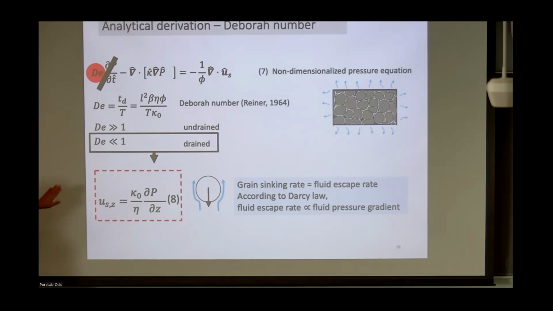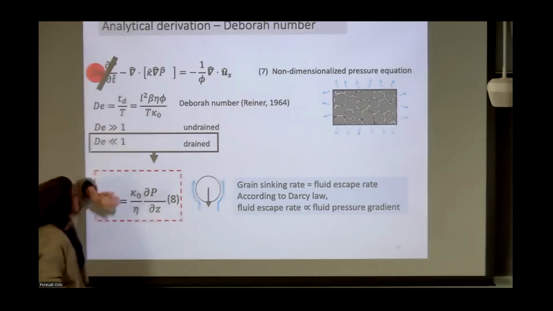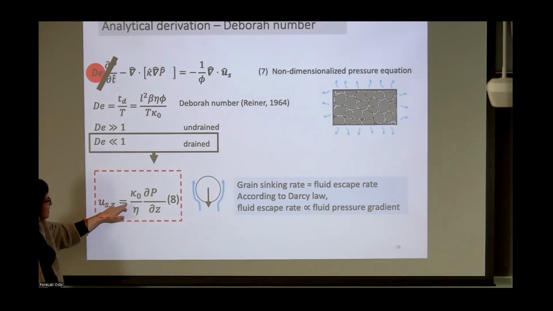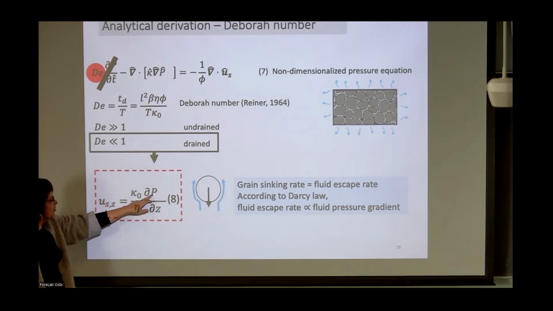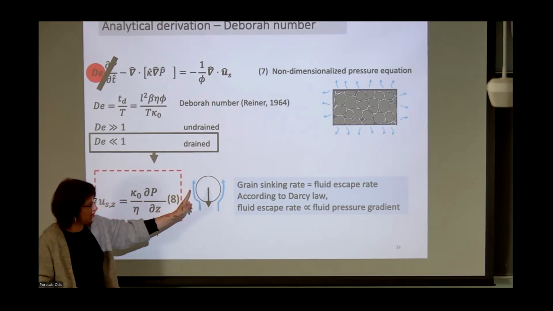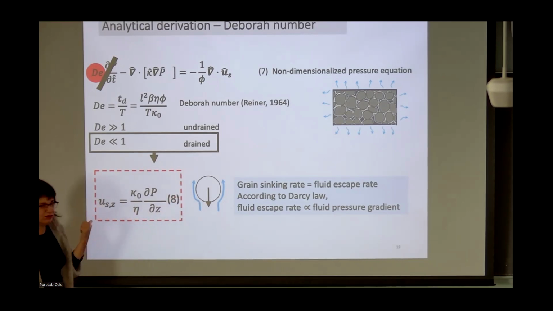And if we are in this situation, we can throw away that first term, and we have these last two terms. The diffusion is balanced by the source and sink term. And you can show that the solid velocity is proportional to the pressure gradients in the fluid. And that means that the grain sinking rate is equal to the fluid escape rate. And according to Darcy law, the fluid escape rate is proportional to the fluid pressure gradient.